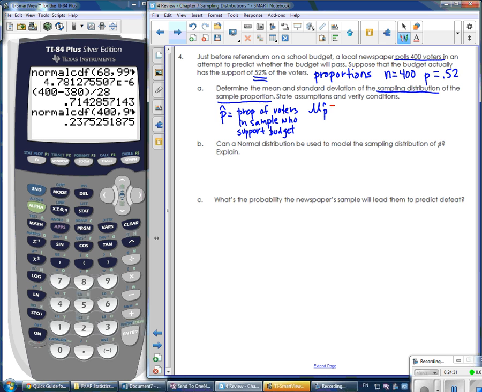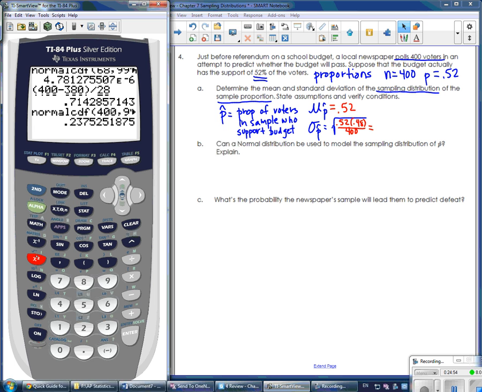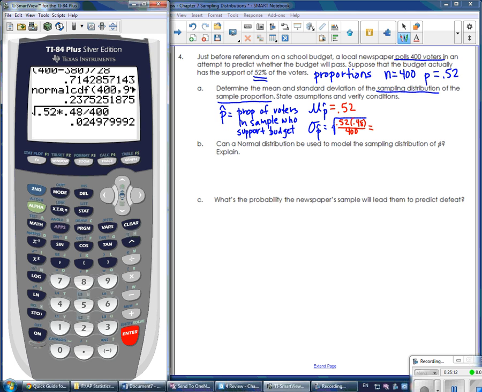So the mean of p hat I know is going to be p, which is 0.52. The standard deviation of p hat, that's going to be the square root of p times 1 minus p over n. So 52% times 48% over, what is it, 400. Okay, I'm going to go ahead and calculate that. So we've got 52% times 48% divided by 400. Okay, and I have a standard deviation now of 0.0249 or 0.025, I think.